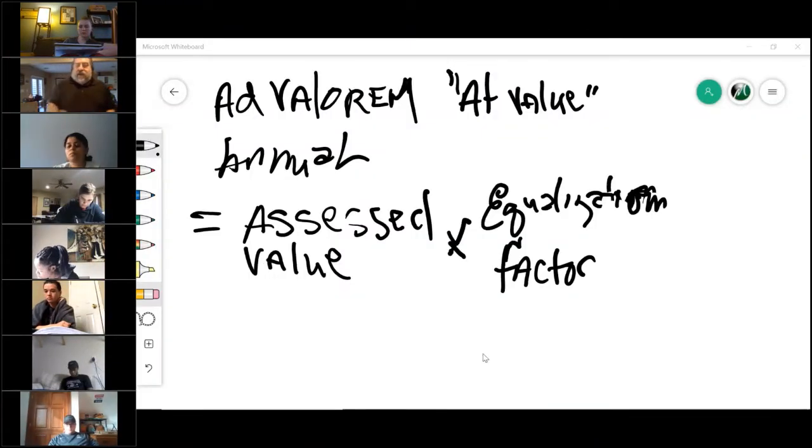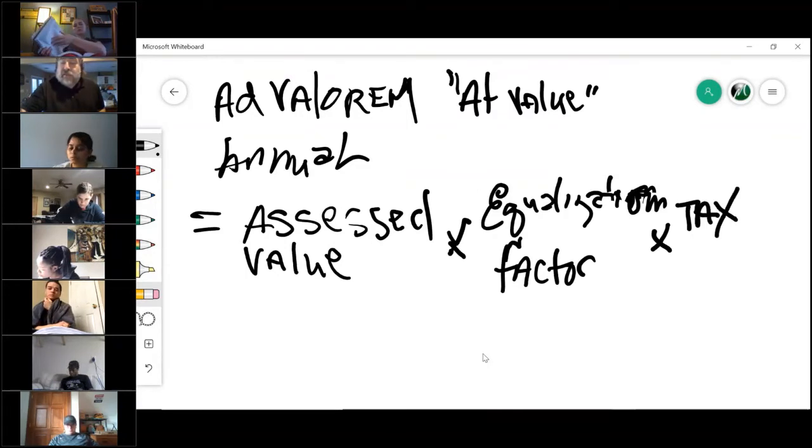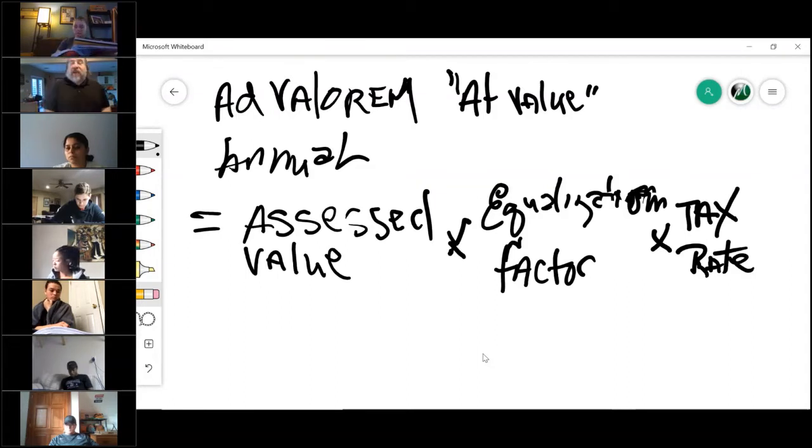Now, the third item here is then you multiply that by this thing called a tax rate.